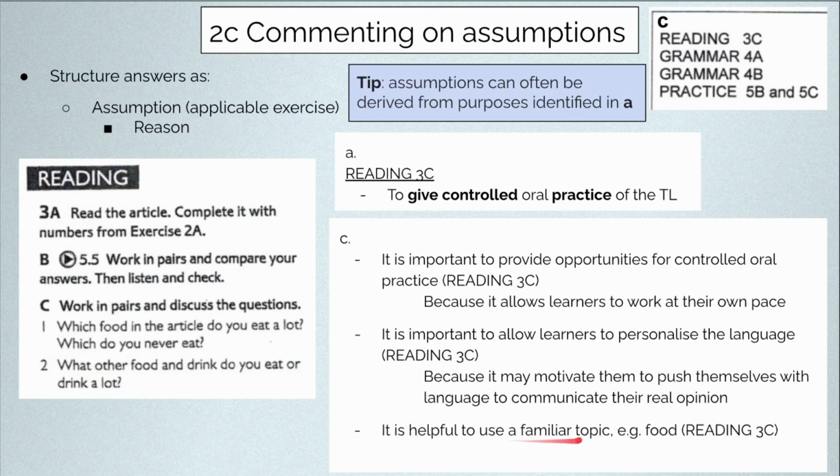It's helpful to use a familiar topic like food and drink, because it increases motivation. If it's a topic you're familiar with, you've got lots to say about it, that is in itself motivating. If the topic was about architecture and you couldn't care less about it, then that is not very motivating.